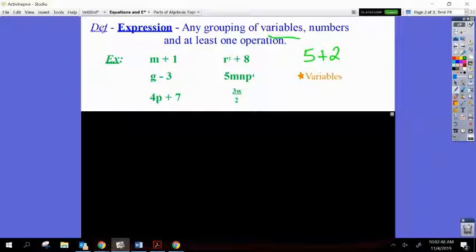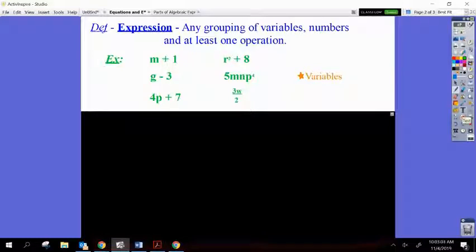This does not contain variables, but it is an expression because it has at least one math operation. It could have no numbers. It could have just variables. For example, W plus M. That is an expression. It's an expression because it contains a math operation.